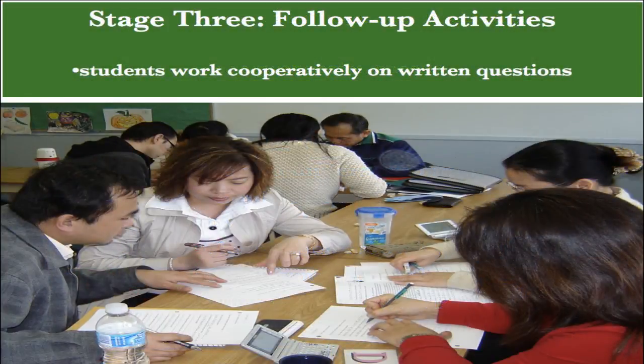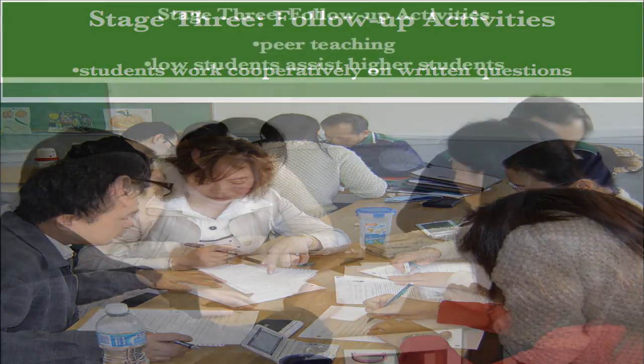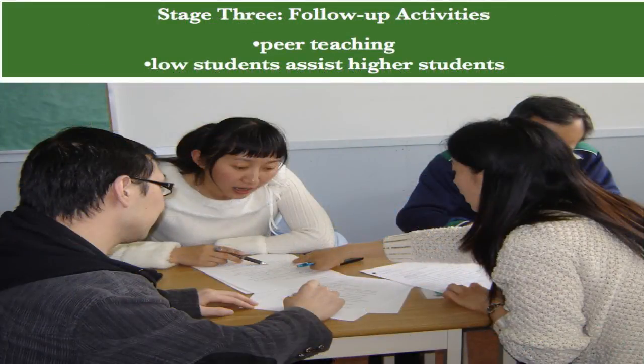Stage 3 is a 4-skills stage where students make use of listening, speaking, reading, and writing as they work cooperatively on written questions related to the jigsaw. You find a lot of peer teaching going on in Stage 3. Because students have not become experts on all 4 parts, you'll find instances of lower students assisting higher students, breaking the traditional paradigm of group work.